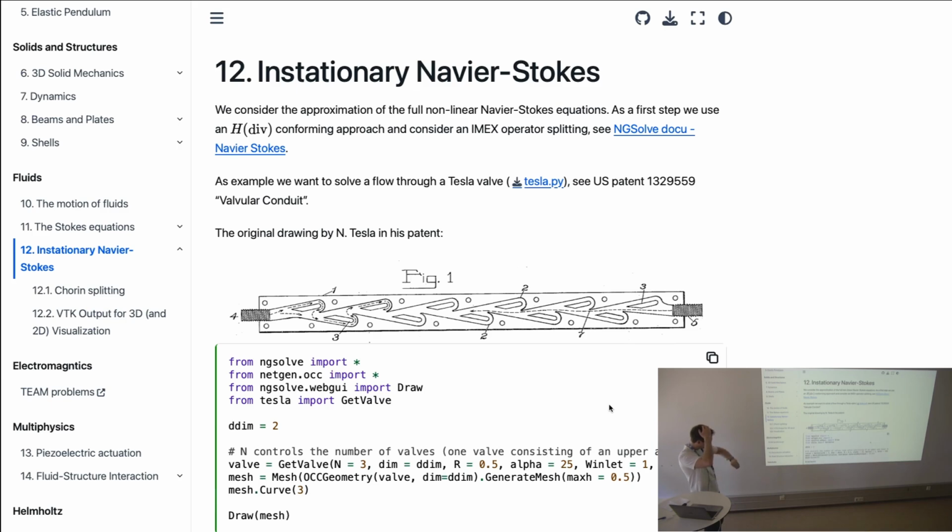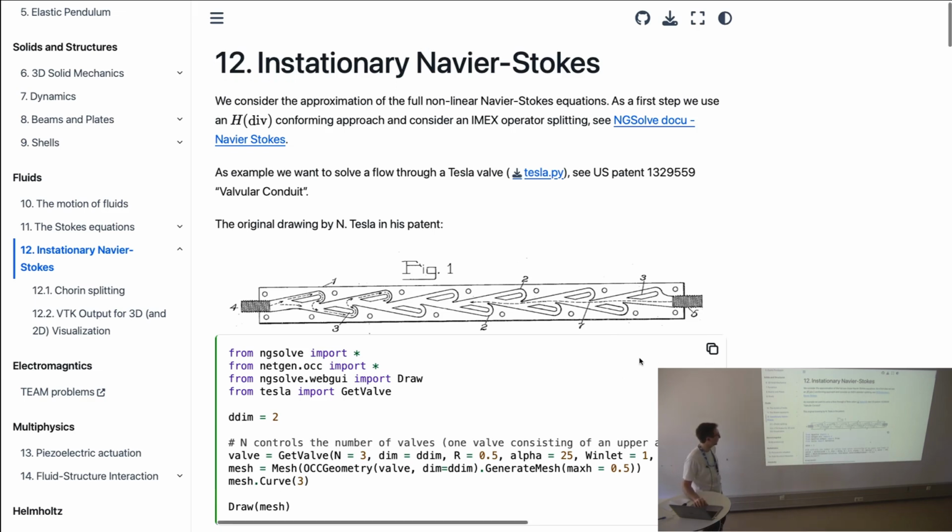Okay, so at least a few comments about the full Navier-Stokes system. So basically what we do for instationary Navier-Stokes is that we normally use this IMEX operator splitting method. There is a lot more information on how this is done in the NGSolve docu, so there is a link here as well. This is more like an application now.